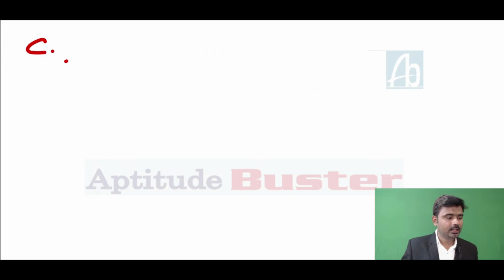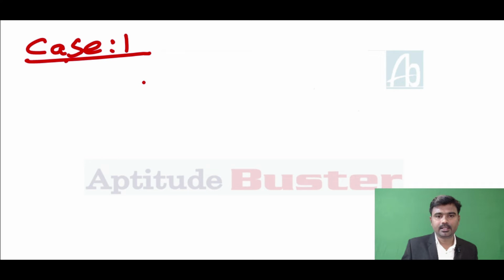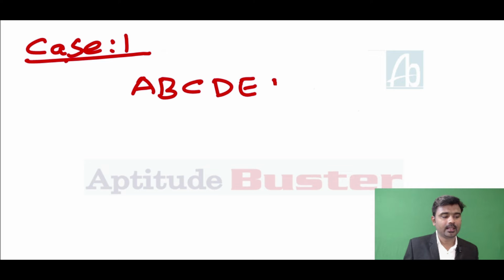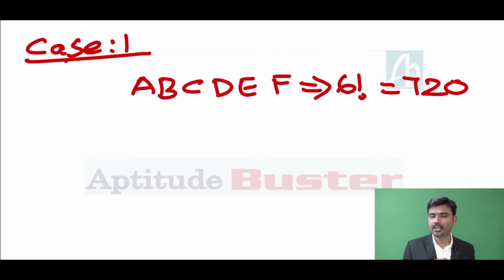See, we discuss now a few cases. Case 1. If I take a 6 letter word A, B, C, D, E and F, how many ways can these 6 letters be arranged? That's nothing but 6 factorial ways, which is equal to 720. That's very simple. The reason is all the letters are different. This can be arranged 6 factorial, so it's equal to 720 ways.